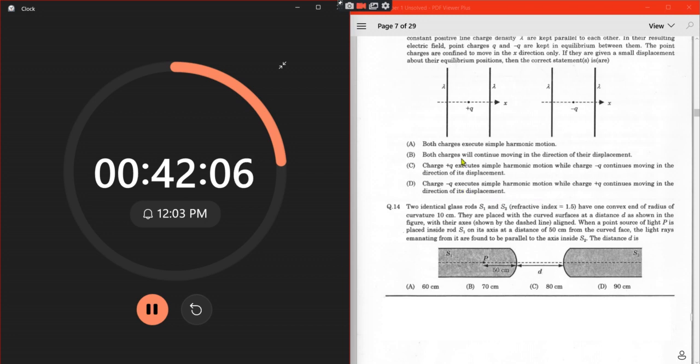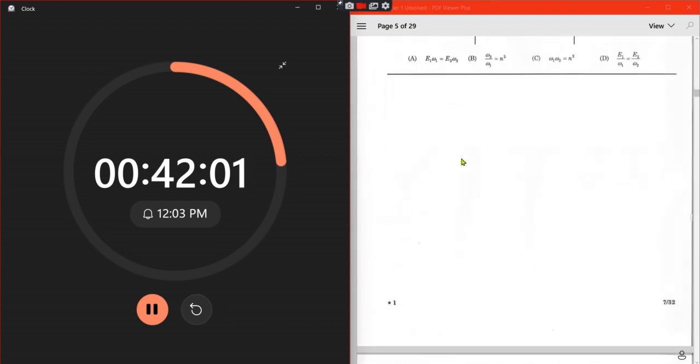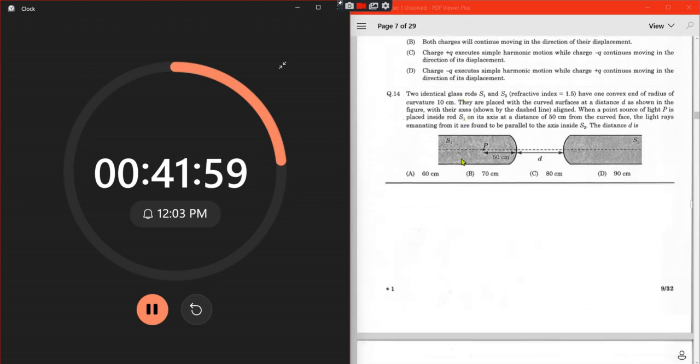Okay, C is the right answer. Next question. Wait, but is this single correct? No. Then why is this happening? I don't know. Next question.